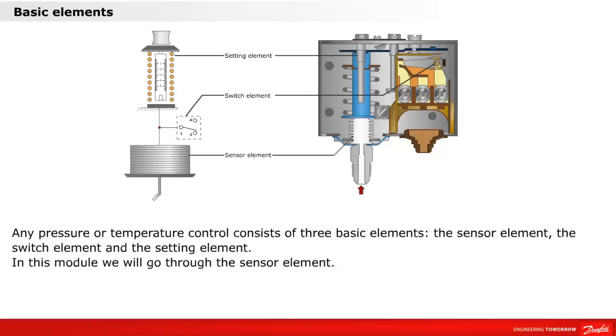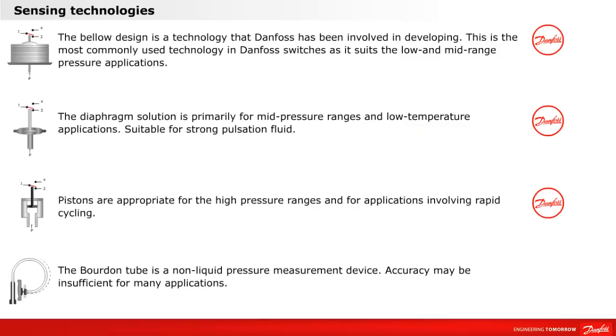Any pressure or temperature control consists of three basic elements: the sensor element, the switch element, and the setting element. In this module, we will go through the sensor element. Here are four of the most common technologies used in pressure and temperature switches. Danfoss uses three of these element types: bellows, diaphragm, and spring-loaded piston. These are indicated by the Danfoss logo. Most Danfoss controls use the bellows technology.